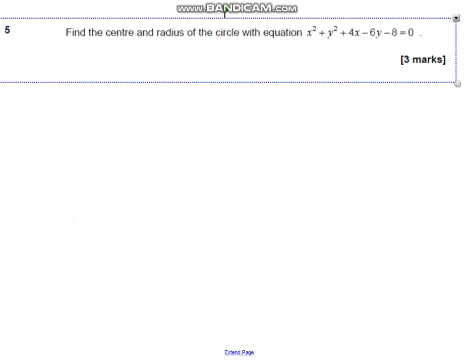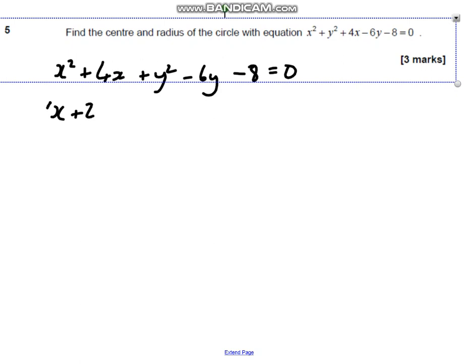Okay, moving on, we're going through quite well here. Question 5. So if I center and radius this, let's just rearrange it slightly to have the x parts together. So x squared plus 4x plus y squared minus 6y minus 8 is equal to 0. Now you want to complete the square on both the x and the y parts, because that will get it back looking more like our equation of a circle.